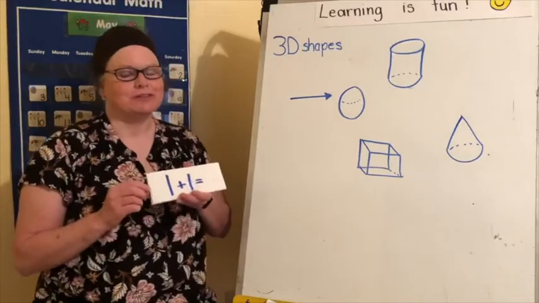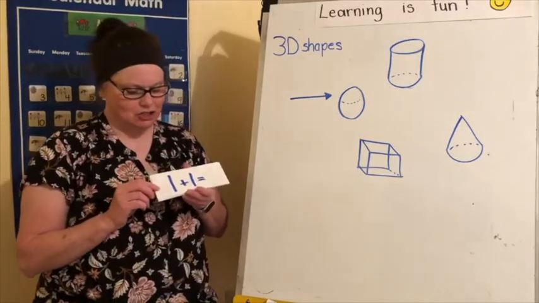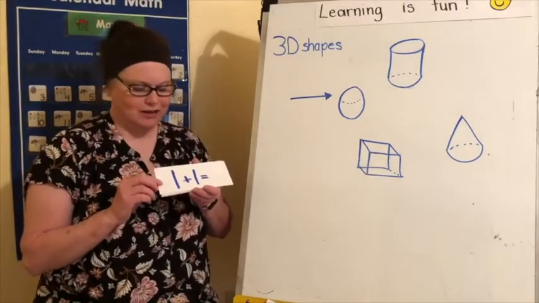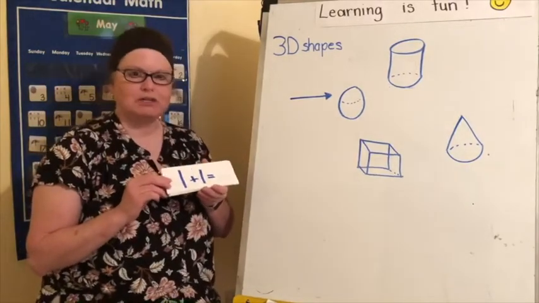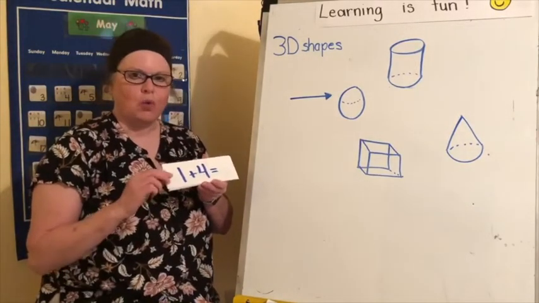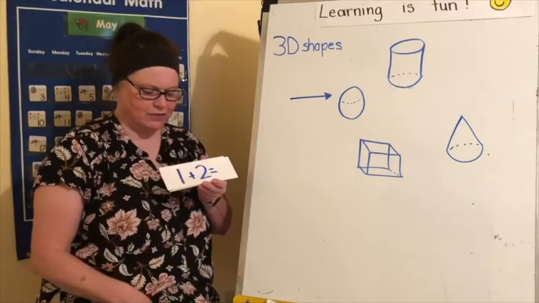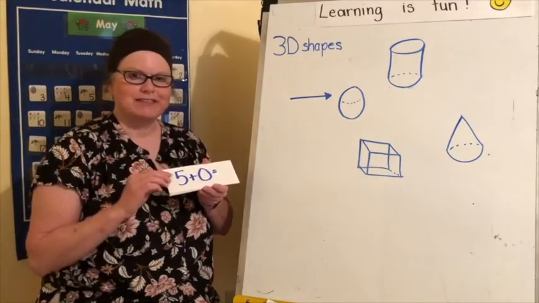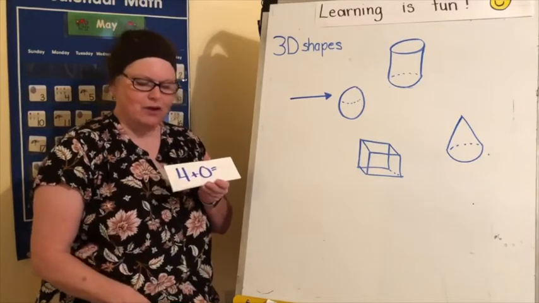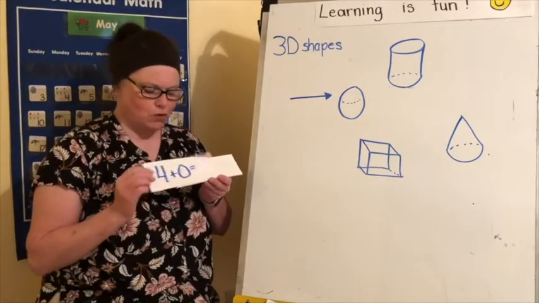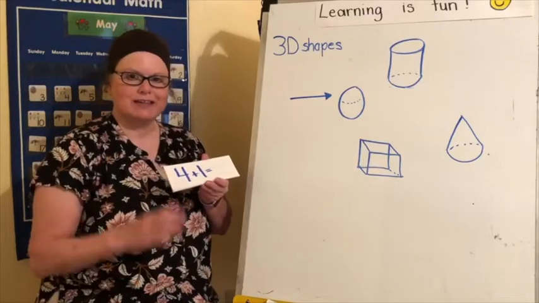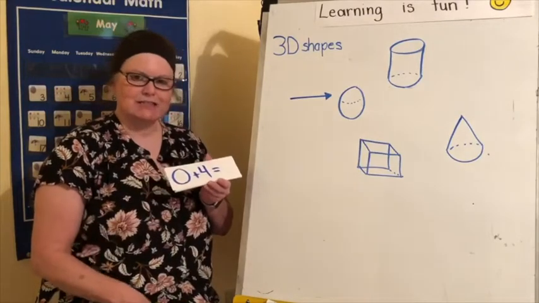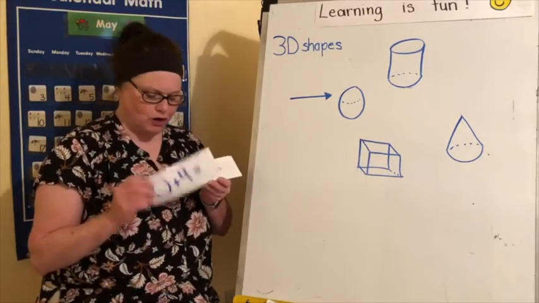As always, we're going to start with our addition cards. All right, please do them with me. Quick, quick, quick. 1 plus 1 is 2. 1 plus 4 is 5. 1 plus 2 is 3. 5 plus 0 is 5. 4 plus 0 is 4. 4 plus 1 is 5. 0 plus 4 is 4.